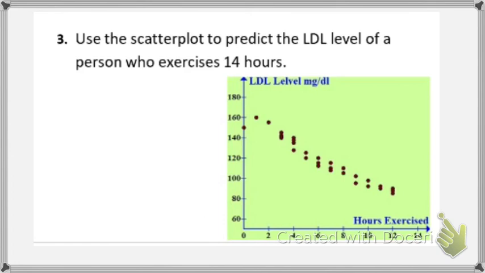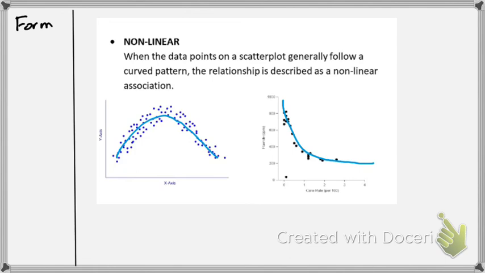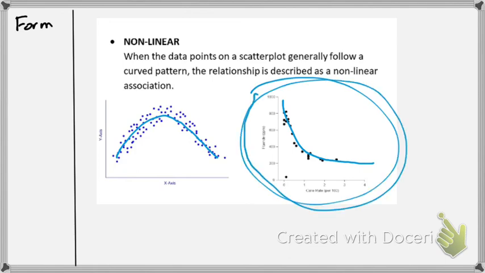It says, use the scatter plot to predict the LDL level of a person who exercises 14 hours. And if you don't know what LDL level is, that is kind of like the bad cholesterol that you have in your body. Okay. So we're gonna look at this graph right here. We can tell that it's not gonna be a linear. It's kind of gonna be like the second one that we did when we went back. It's kind of going to be like this graph right there. Okay. It's non-linear.